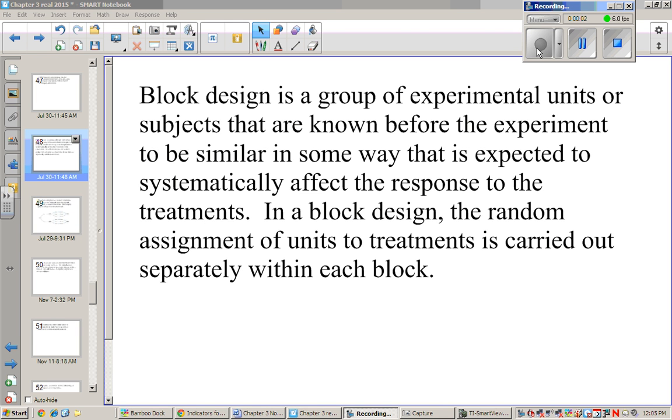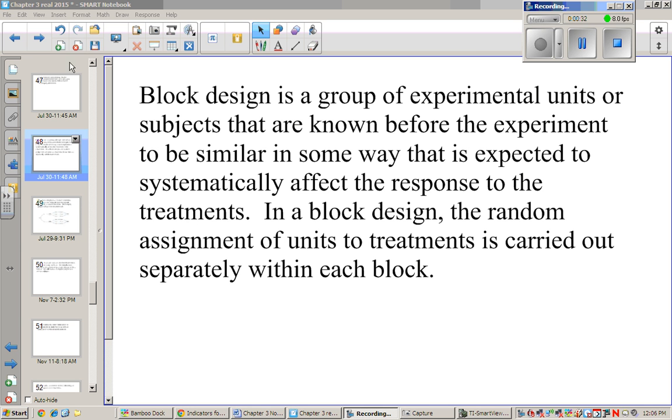Hello, welcome back. Now we're looking at another type of experiment, which we call block design. Block design is similar to the totally randomized experiment; there's just another layer to it. We separate people up into two groups before we run the experiment, and we have to separate them in some way that's expected to systematically affect the response of the treatments.